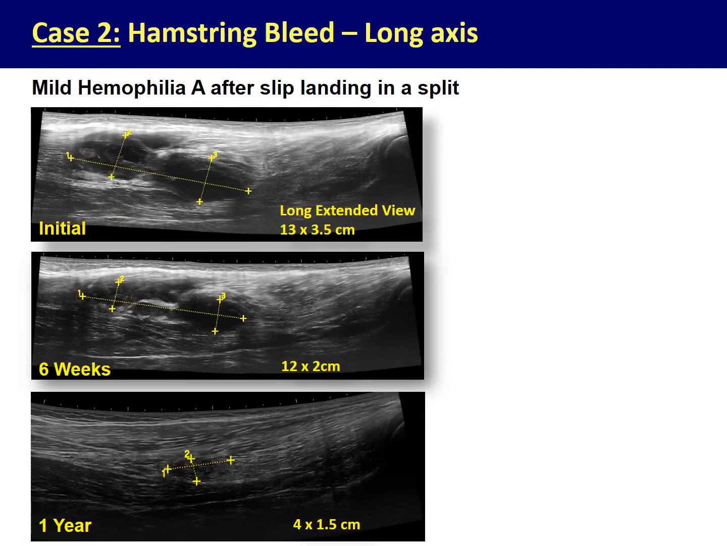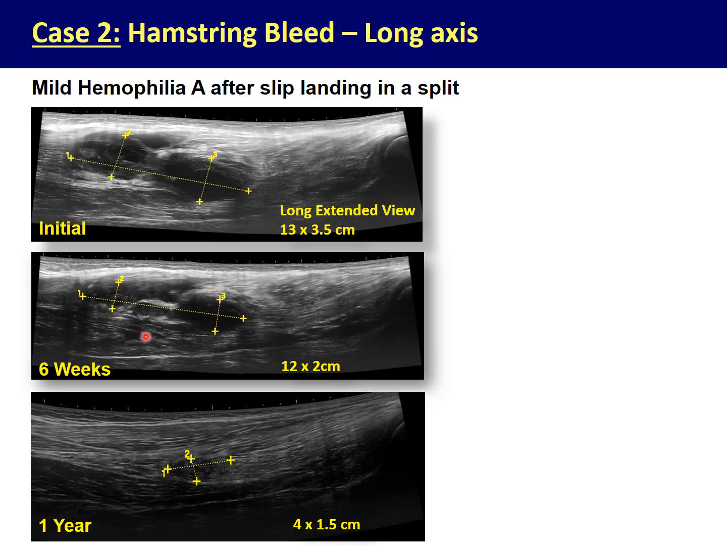Case 2 is a hamstring bleed imaged in long axis, also in a patient with mild hemophilia A after slip landing in a split. 3 images are shown, the initial imaging at 6 weeks and 1 year later. In the initial imaging, you can see a large hematoma, 13 times 3.5 centimeters, possibly loculated, with mixed echogenicity areas in this area and hypoechoic to anechoic echoes in this area, possibly indicating fresh blood.